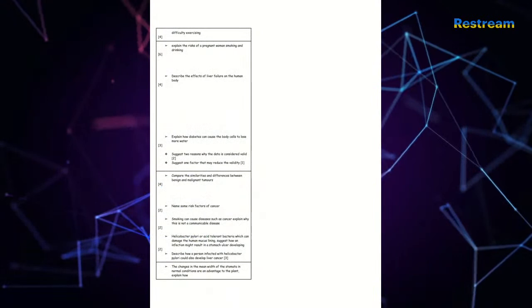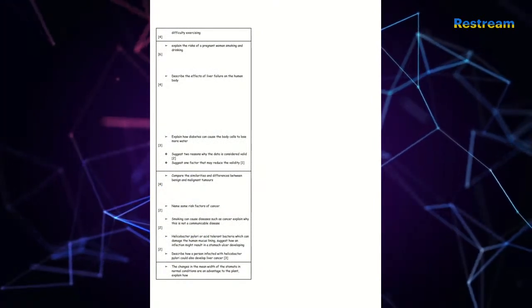Okay, so just ignore those two questions just beneath that question because that doesn't really make sense, and we need to move on to the next topic now, which is cancer. So the first question, compare between benign and malignant tumors.